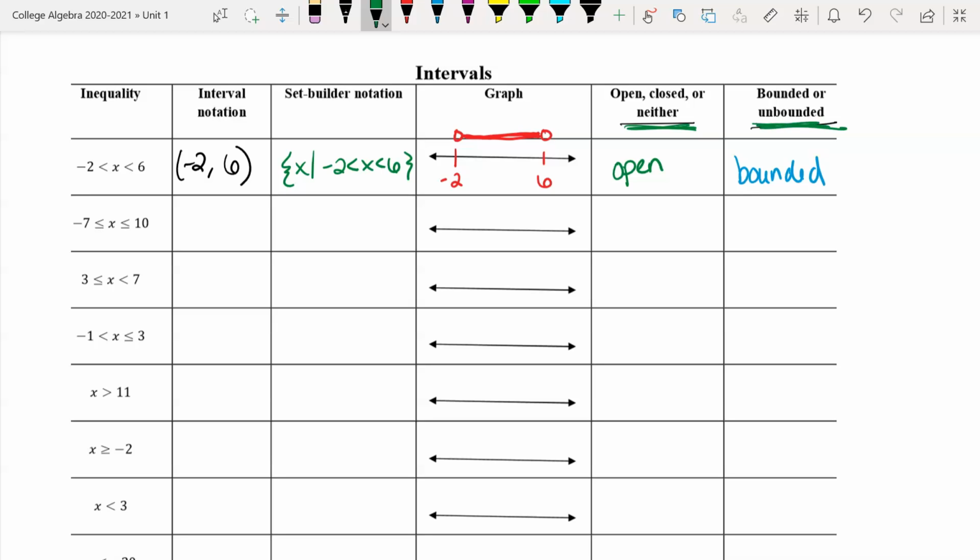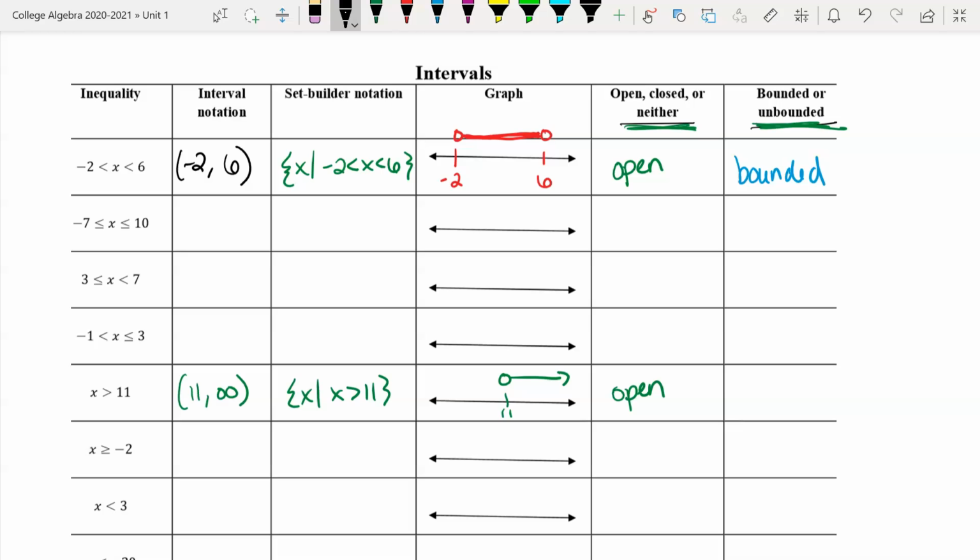All right, so let's do another one. Let's do like x is greater than 11. Okay, I would start at 11. We would go to positive infinity. Again, set builder notation. 11, open circle, I would shade to the right. Now, because it's just a single open circle, I would say it's open. However, if it's both closed or just one closed, I would say closed. If it's a mix, one's open, one's closed, that would be neither.